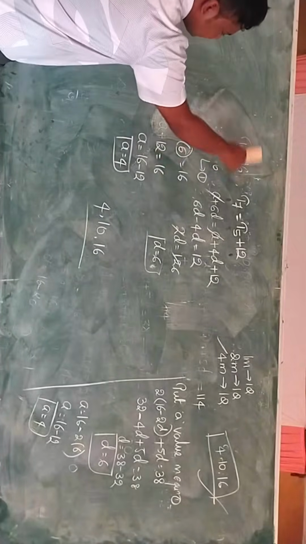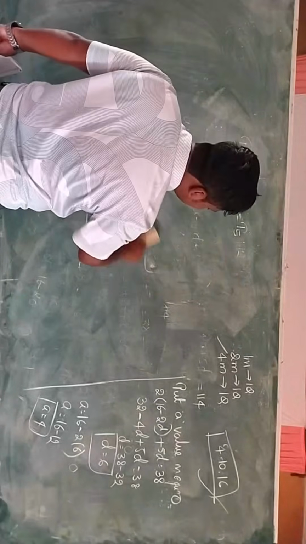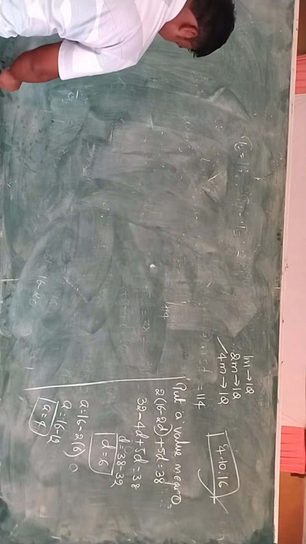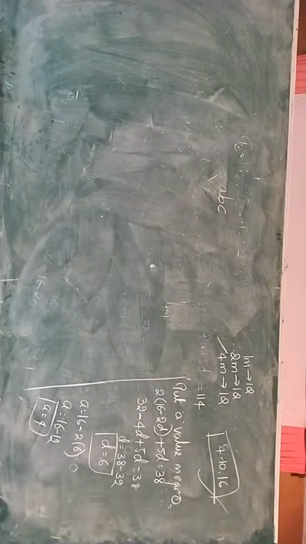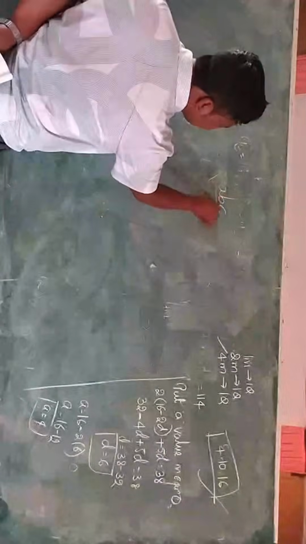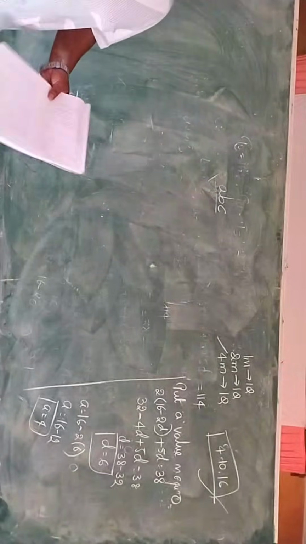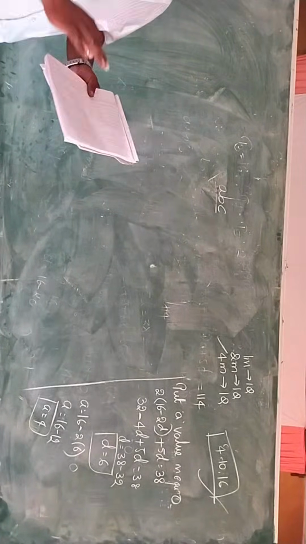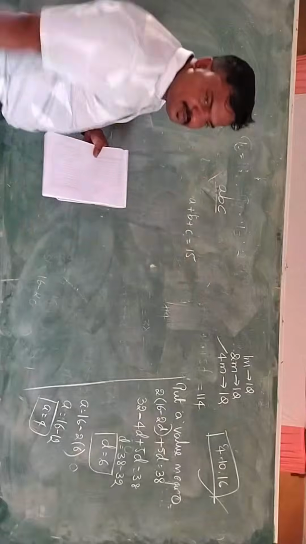There is a three-digit number, and the digits are in an AP. Imagine ABC is a three-digit number. These three digits are in an AP, which means the difference between any two consecutive terms is the same. That is the first condition. Next, the sum of the digits is 15. A plus B plus C is 15.